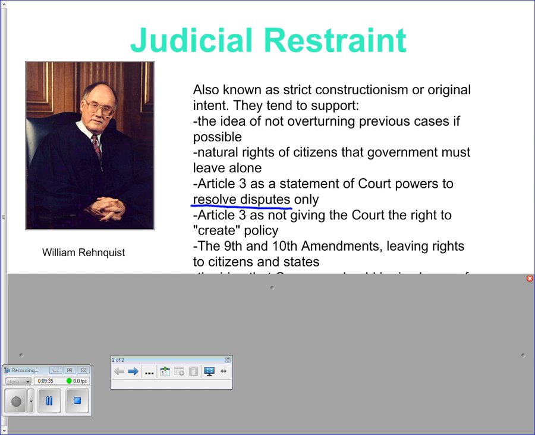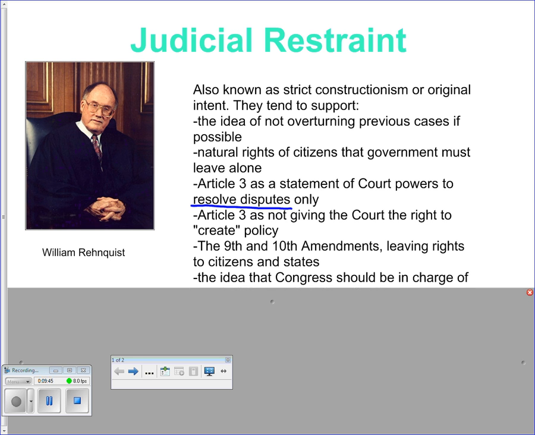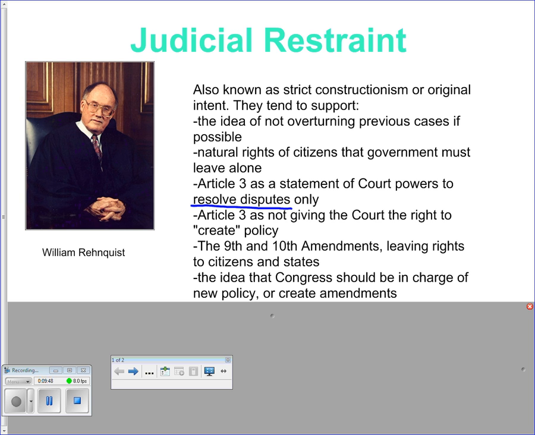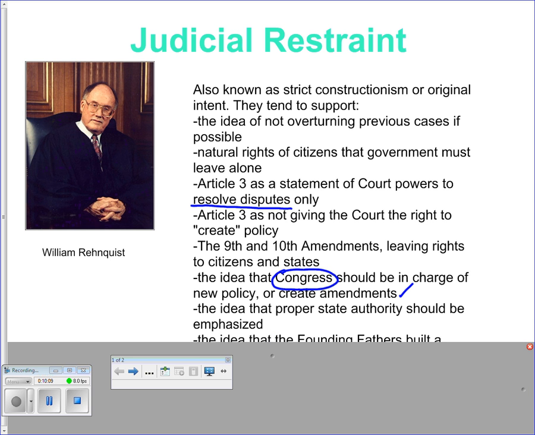Strict constructionists or judicial restraint will apply the 9th and 10th Amendments. They will leave the rights not listed in the Constitution to the citizens. So that's how a lot of states' rights cases come out of restraint philosophy. Congress is responsible for new policy or creating amendments. So in the gay marriage case coming up, Scalia and Thomas will probably be practicing their original intent, and their argument is that if we want gay marriage, there should be a constitutional amendment or Congress should pass a law. But it is not their job to overturn that act of Congress because Congress is a democratically elected institution.